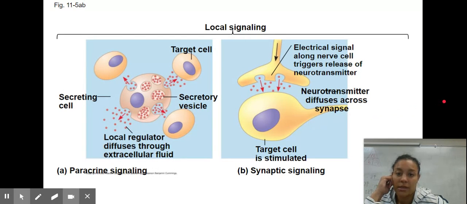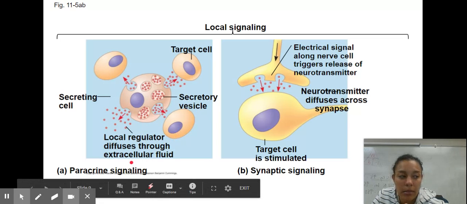Again, another look at some local signaling. There are different terms that we see with that. If it's happening to the cell itself, one cell all by itself, that would be called autocrine.